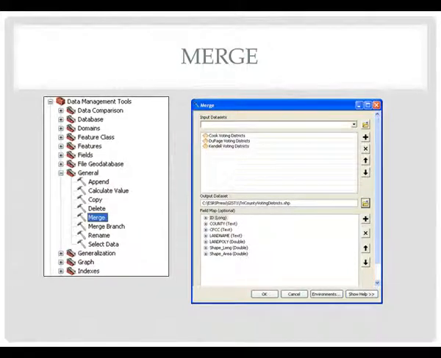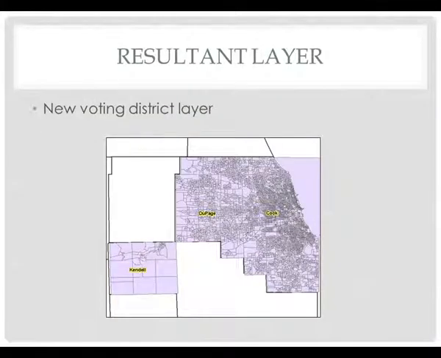And then this tool is available under Data Management, General, and Merge. The output data set, again, you've got to think about where it's going to go and what you'll call it. And then these are factors that relate to the fields. So here's your new voting district layer that includes those three counties.